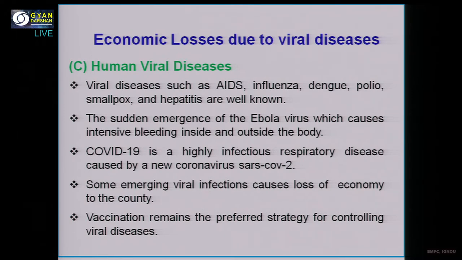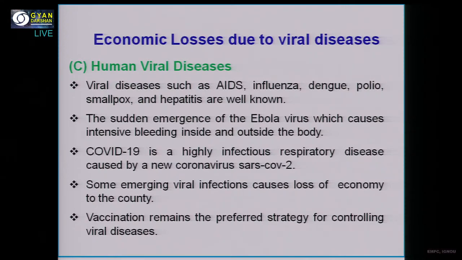And the third one is human disease viruses. Viral diseases such as AIDS, influenza, dengue, polio, smallpox, and hepatitis are well known. They can cause loss of human lives. There was also the sudden emergence of the Ebola virus, which caused intensive bleeding inside and outside of the body. COVID-19, you know very well, is a highly contagious respiratory disease caused by the new coronavirus SARS-CoV-2. Some emerging viruses cause loss to the economy of a country. Vaccination remains a preferred strategy for controlling viral disease.